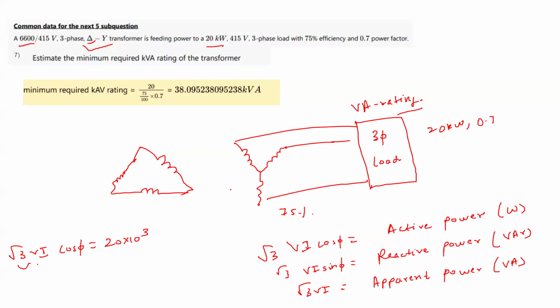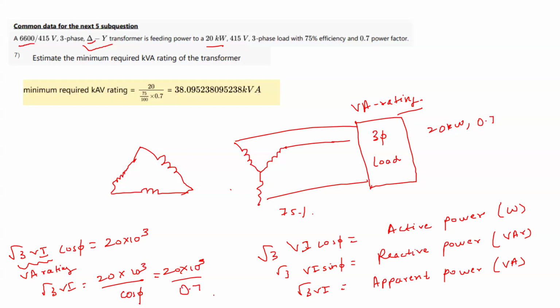Now, because we are interested in the VA rating, this is the VA rating. VA rating becomes root 3 VI, which becomes 20 kVA by cos phi. Okay, so this is the VA rating. So this is 20 kVA by 0.7.